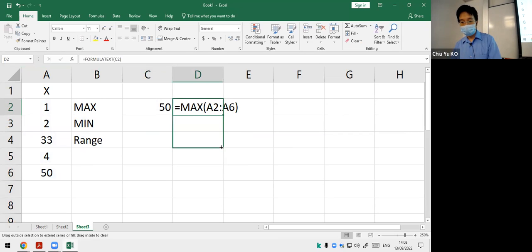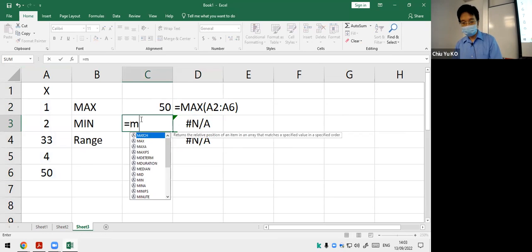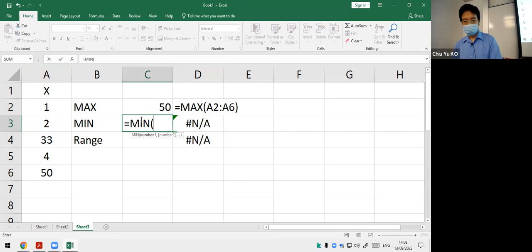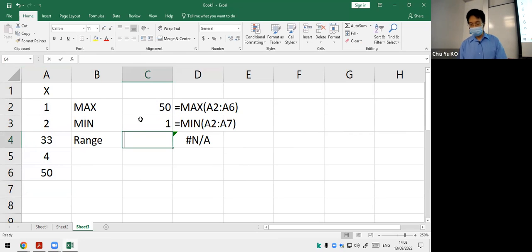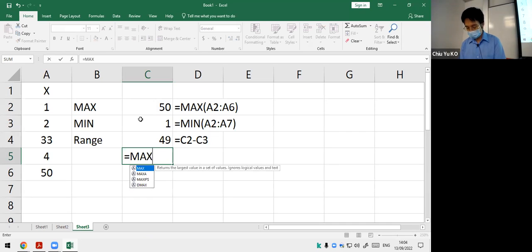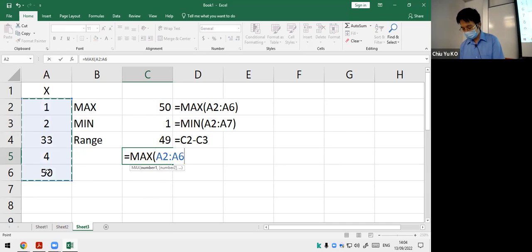And then very simply, the min will be just the minimum of A2 up to A7. And then the range will be the max, which is C2, minus C3. So that's how you can calculate. This is how you do the range. All right. So it's very simple, right? Of course, you can put it in one single equation, right? You can do max of this minus min of this.